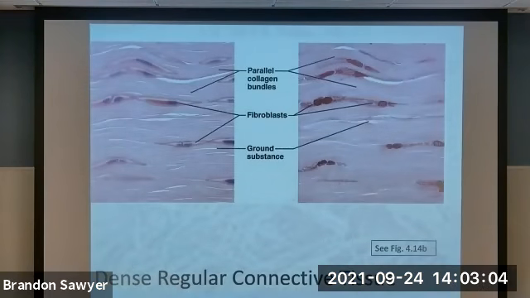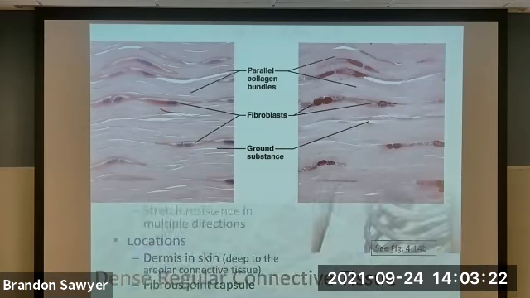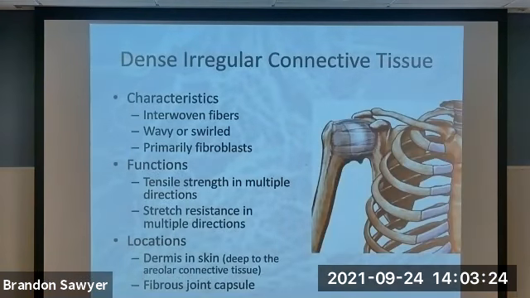Okay, and here's what it looks like. We can see those parallel fibers. There's a little bit of waviness to them, but not much. They're pretty much straight. Actually, once we stretch them out, once we put tension on it, then that waviness goes away completely. It just completely flattens out. You can see some fibroblasts there. So that's dense regular. And then next is dense irregular.